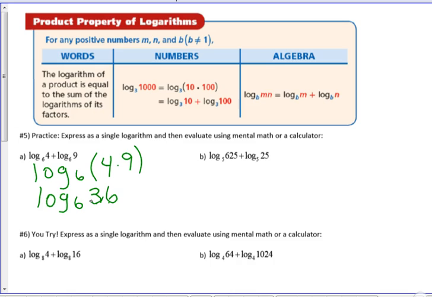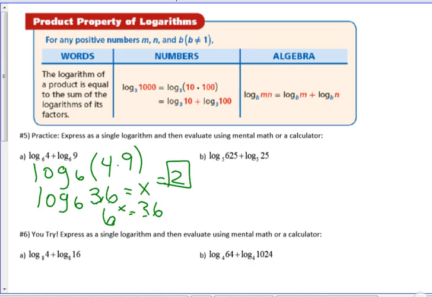Remember, logs are equal to exponents, right? So what is the exponent that we're missing here? What is this log equal to? Remember, technically we're saying 6 to the x, right? This is equal to a number. 6 raised to what equals 36? 2. Good. So when I solve this, log base 6 of 36 is equal to 2.